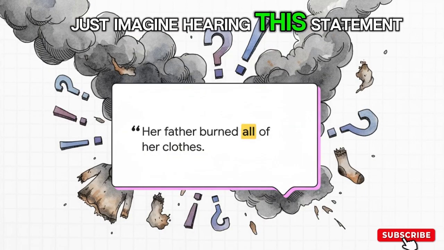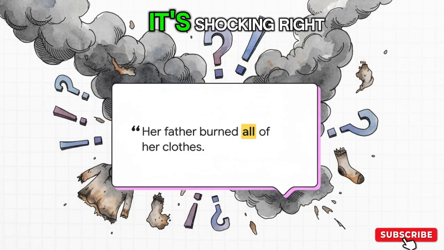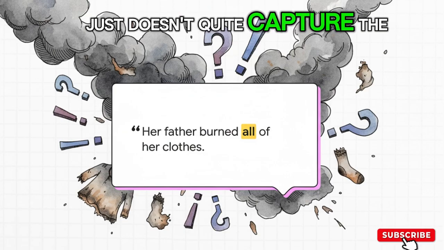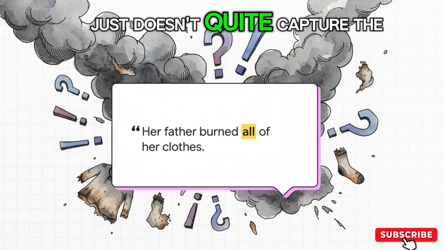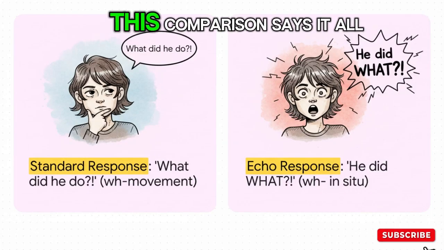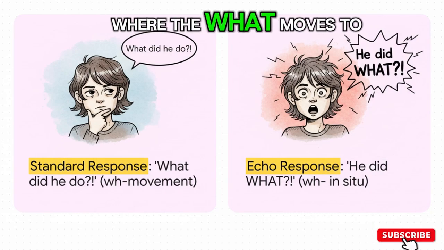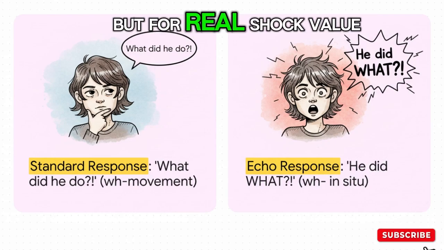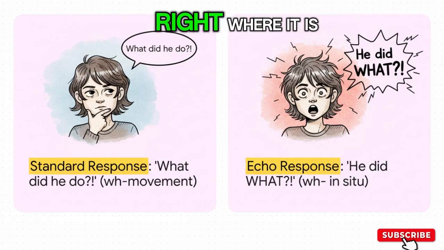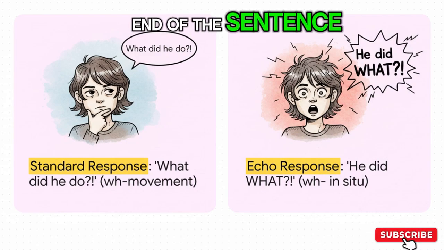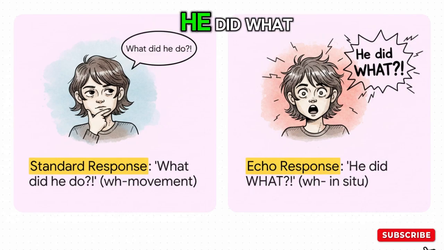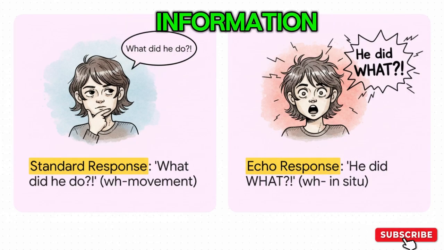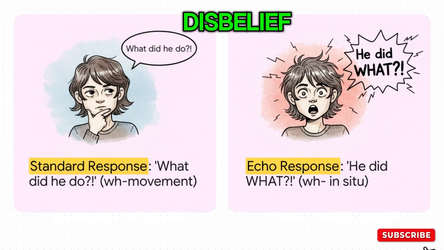Okay, just imagine hearing this statement. It's shocking, right? A normal information question like, what did her father do, just doesn't quite capture the emotion of that moment. This comparison says it all. You could use a standard question where the what moves to the front, but for real shock value, you use an echo response. You leave the question word what right where it is, in situ, at the very end of the sentence. He did what? That rising tone on that last word says everything. It's not a request for information, it's an explosion of pure disbelief.